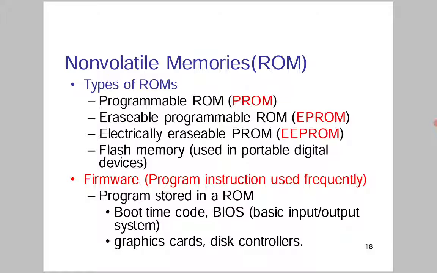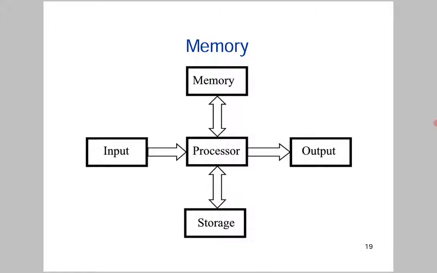So non-volatile memories mean permanent memories. They are called read-only memories. There are different types: programmable read-only memory PROM, erasable programmable read-only memory EPROM, electrically erasable programmable read-only memory EEPROM, and flash memories. Another type of non-volatile memory is firmware, meaning programs stored in a ROM, such as boot time code and BIOS settings. These are the different examples. Graphic card information, disk controllers, and so on.